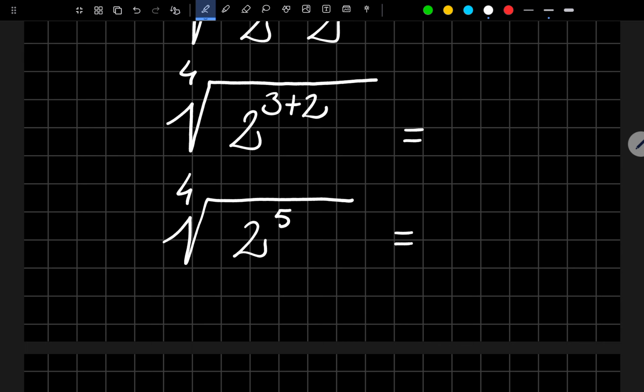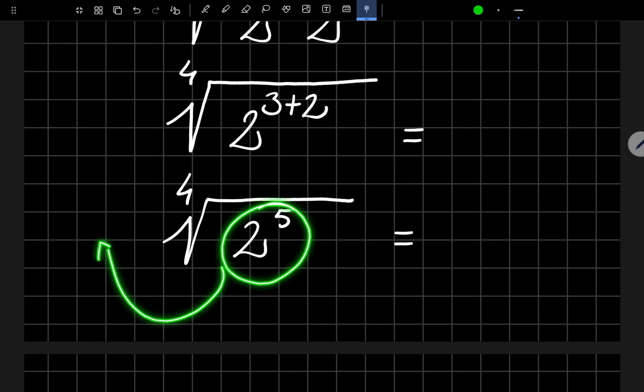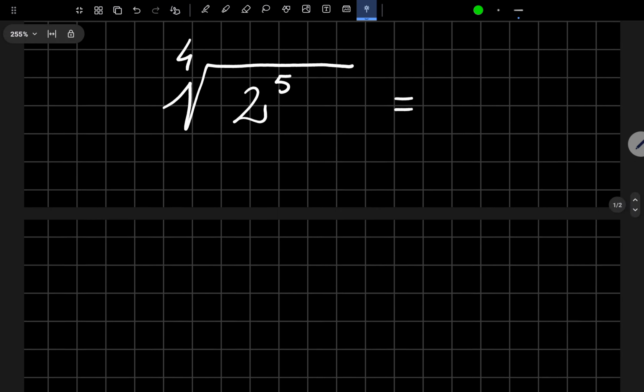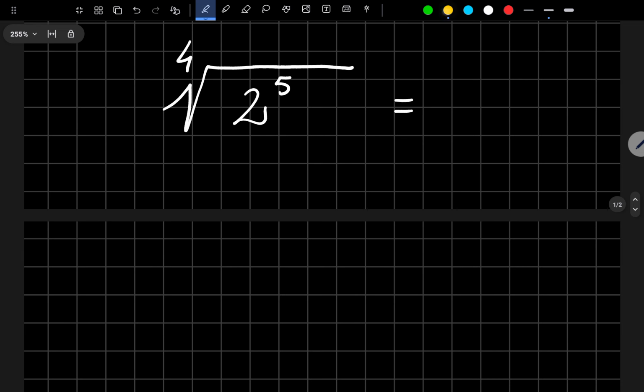Now, in order to take this 2 to the power of 5 out of the radical, we need to divide the exponent of the power by the index of the radical. So we will do this operation. 5 divided by 4 is equal to 1 and the rest is 1.